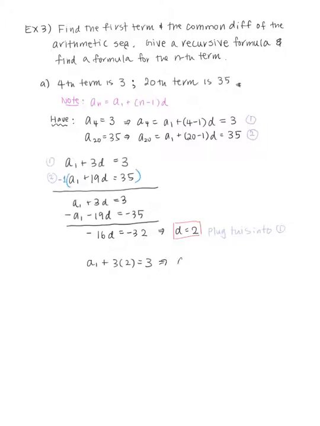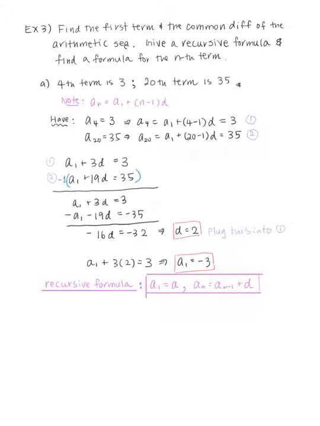So that implies that a sub 1 is going to be negative 3. So we got our first term and the common difference. Next, what we need to do is give a recursive formula for this. So let me just write it down. So recursive, that's given by a sub 1 is a, and then a sub n equals a sub n minus 1 plus d.